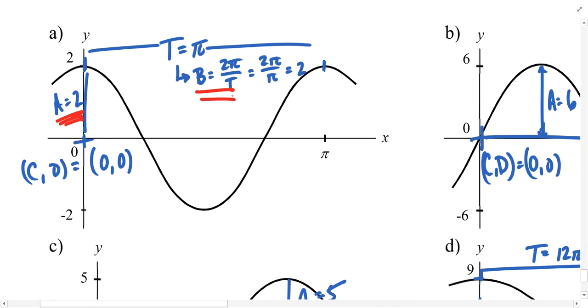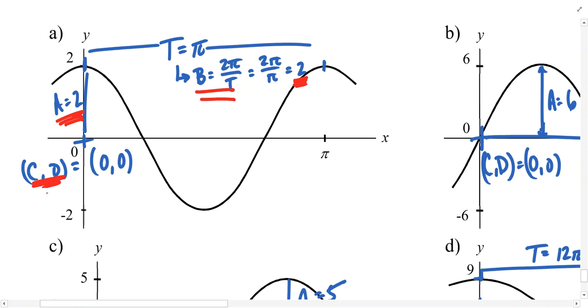The b value comes from this computation, 2 pi divided by t, and this is good for sine and cosine. For tangent functions, it's 1 pi divided by t, but for sine and cosine waves, it's 2 pi divided by t, where t is the horizontal distance between the two peaks or two valleys. It's the length of the period of the function. So in this case, t is equal to pi. 2 pi divided by pi tells me that our b value in this case is 2.